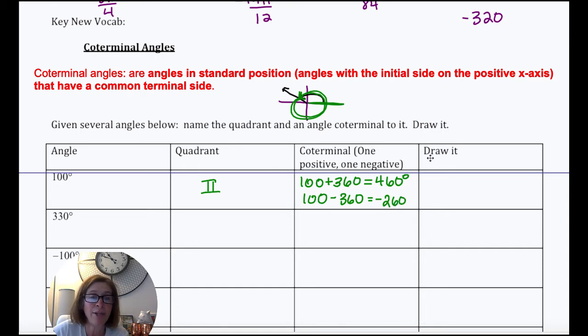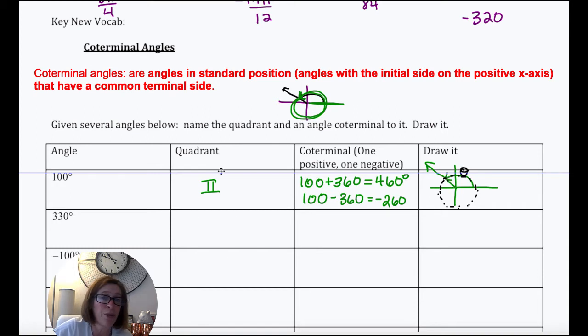All right, I'm going to draw 100 degrees. So here we go. I'm going to draw my arrow, my terminal side, from the positive x-axis, and I'm going to label it theta. So there's my angle. So think about it. If I go 360 degrees this way, I will be back at that terminal side. If I go 360 degrees in the negative direction, I will be back at that terminal side.